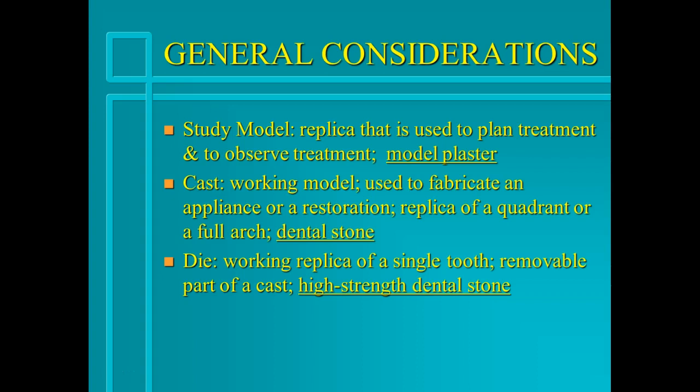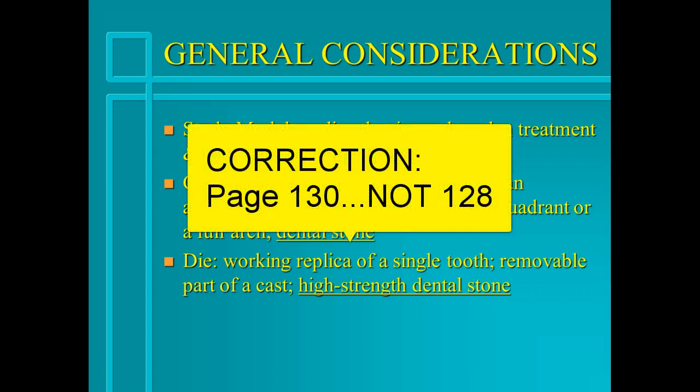When we talk about dies, a die is a working replica of a single tooth. It's a removable part of a cast, and the gypsum product that is normally used for a die is high-strength dental stone. So let's take a look at page 128 in your book.